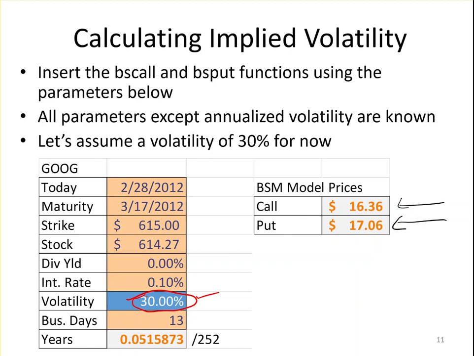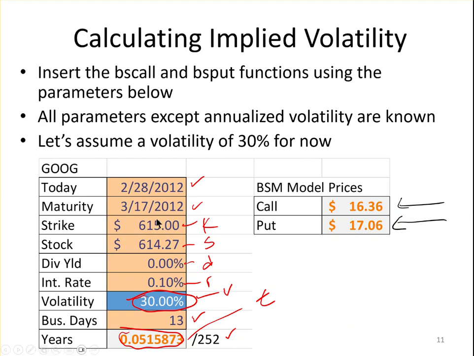So the other parameters for these two options: today's date was February 28th, and these options mature March 17th, which is 13 business days. So I take a fraction of 13 over 252 business days of the year, and the maturity I'm going to use is 0.05 years. That's going to be the T. I also need to know the underlying stock price. That's going to be my S. The strike price of the option is going to be my K. The dividend yield is my D. Interest rate is R. Volatility is V. And we're going to go ahead and insert those two functions right now.